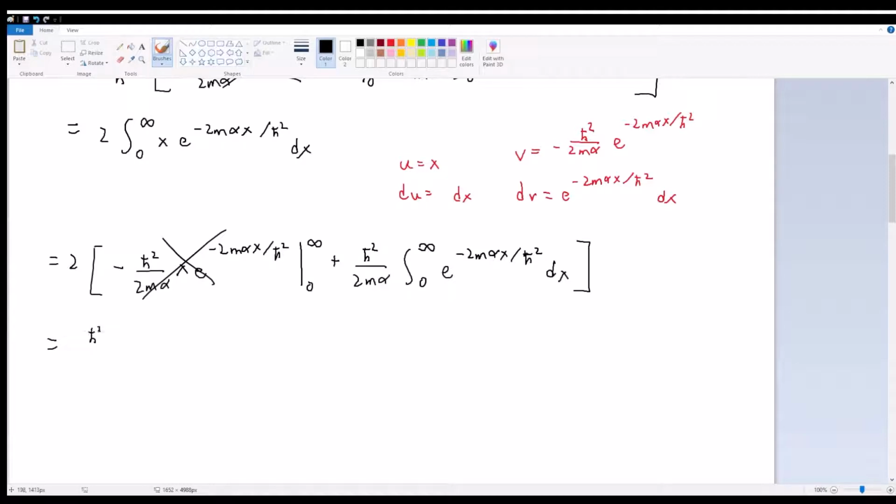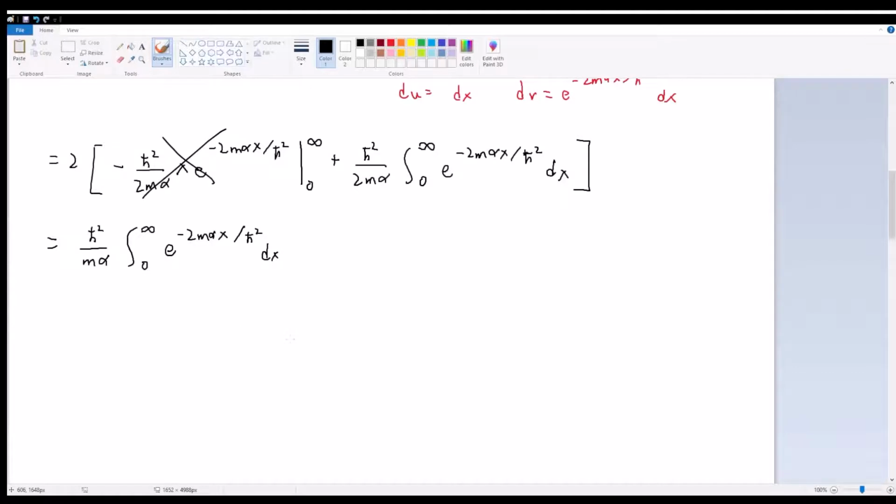What we have left is h bar squared over m alpha times the integral from 0 to infinity of e to the negative 2m alpha x divided by h bar squared dx. This is just an easy integral that we can do immediately. H bar squared over m alpha, and then we're multiplying by, let's see, h bar squared over 2m alpha, and we attach a negative at the front.